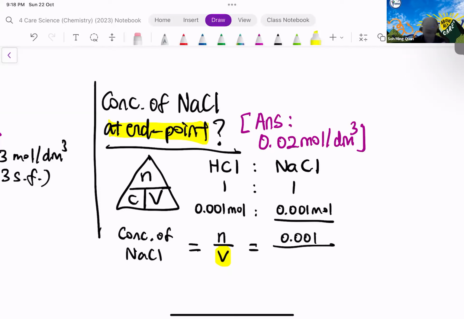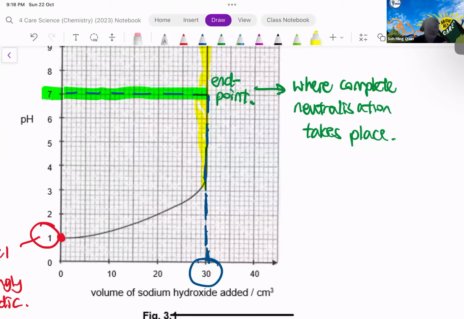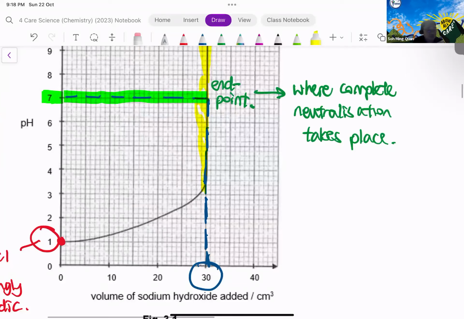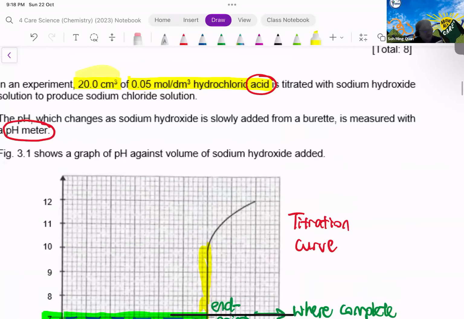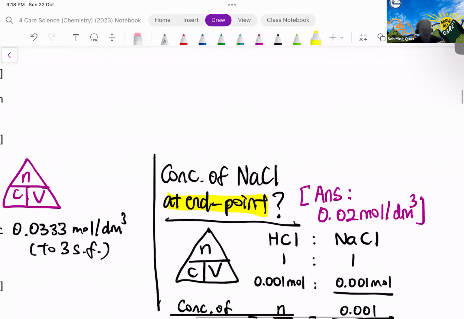What is the total volume of the solution in the flask at the endpoint? If you think about it, endpoint means what? Just now we said the endpoint is when neutralization has taken place. Endpoint means I've added 30 cm3 of NaOH. I added 30 cm3 of NaOH to what? I added it to 20 cm3 of acid, meaning the total volume now, HCl plus NaOH, will be 20 HCl, 30 NaOH. So the total volume is actually 50.